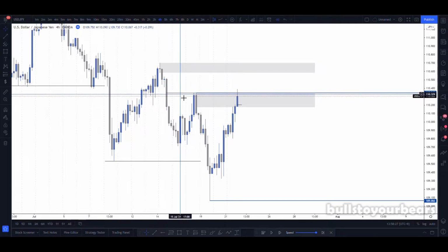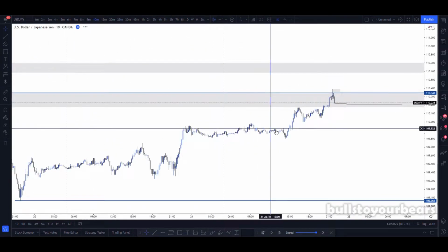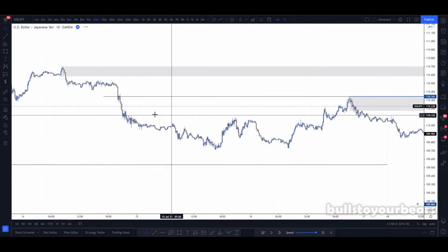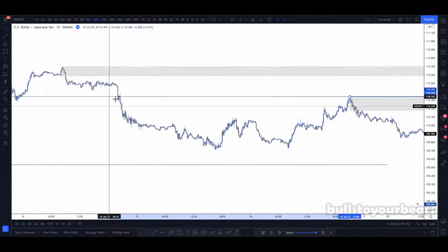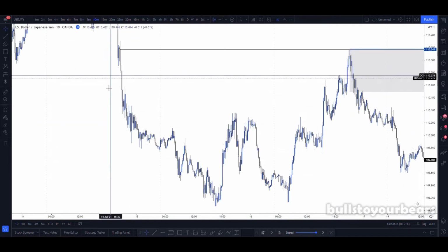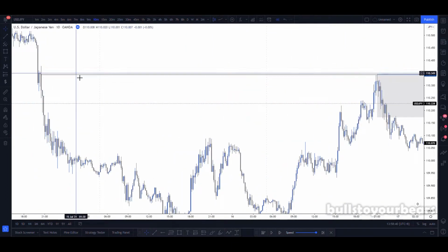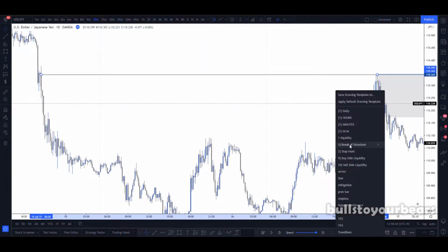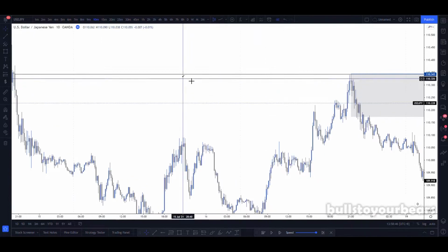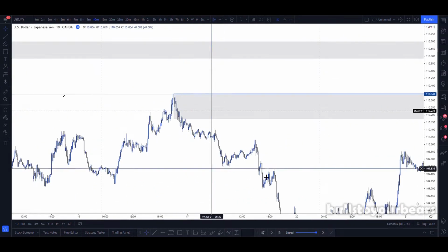So here we can see, we're going to check if it mitigated anything. Yeah, it mitigated this order block, right? So this mitigation makes sense. We can see there's a supply zone, there's an order block here. Let me just mark that out. Where's my mitigation? Okay, so this mitigation makes sense.